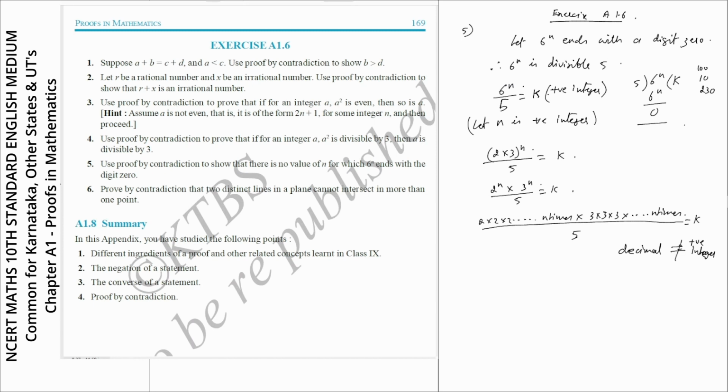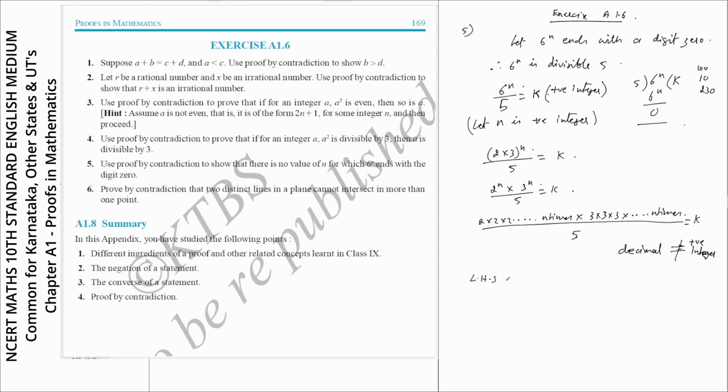Therefore the left hand side is not equal to the right hand side. Now there is a contradiction. Left hand side should be equal to right hand side, but here we are not getting that. There is a contradiction. Both should be decimal or both should be positive integer.